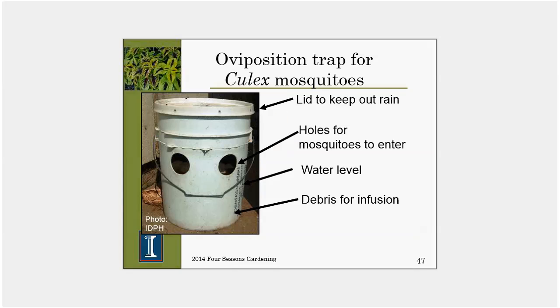They can use oviposition traps. This is one for Culex mosquitoes. Ovipositing is a fancy word for laying eggs. And again, remember that these are container breeding mosquitoes, so they'll go into a container with nasty water in it. So you take a 5-gallon bucket, and you put a lid on it to keep the rain out so it doesn't get too fresh. You have holes a couple inches in diameter in the sides. The mosquitoes can fly in. You have a water level in it and debris to create what's called an infusion.